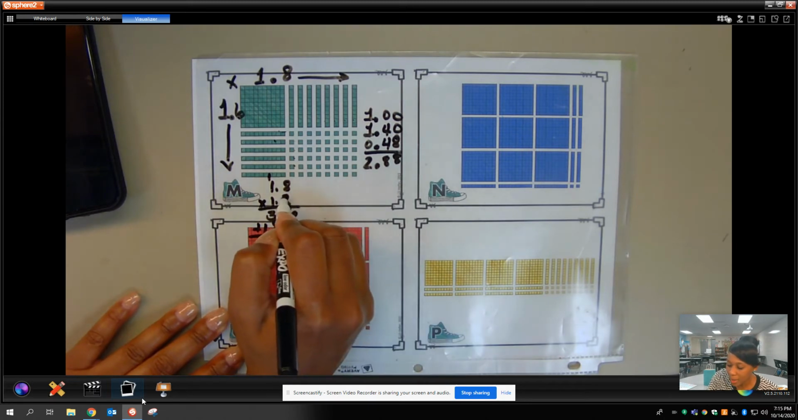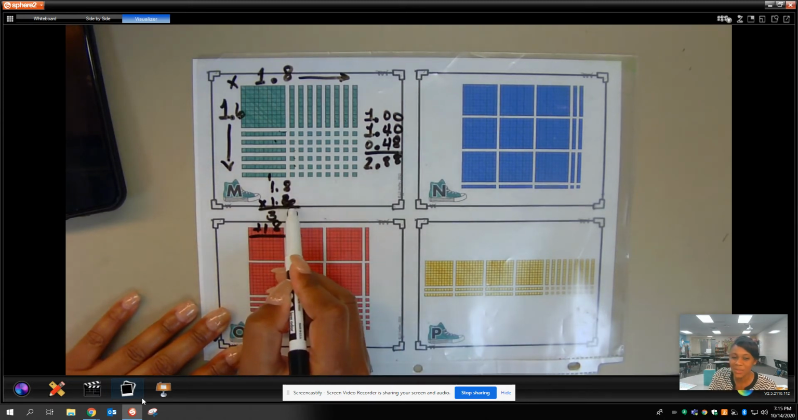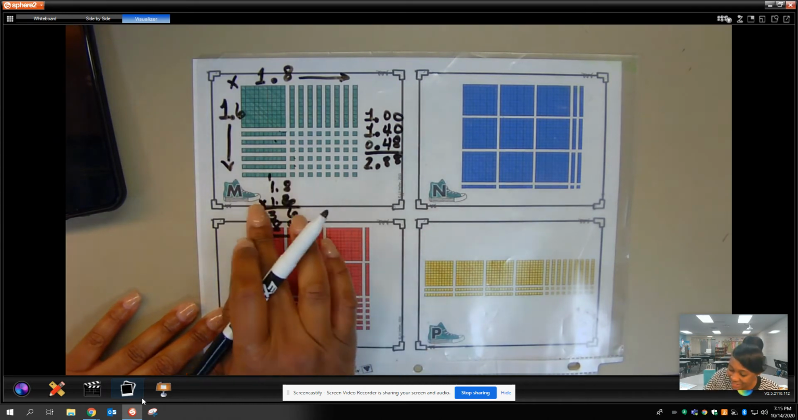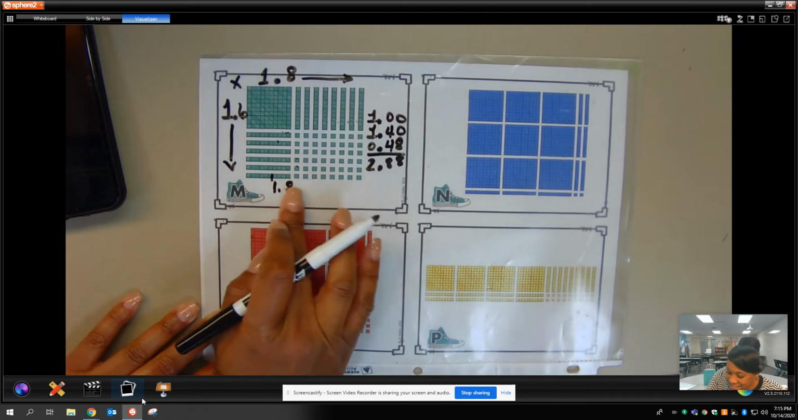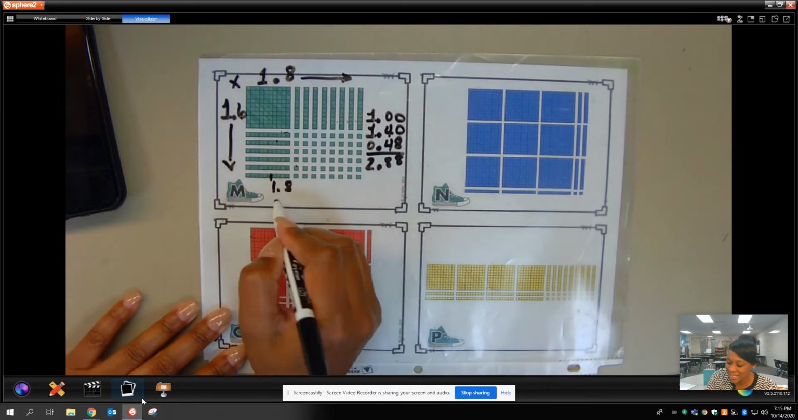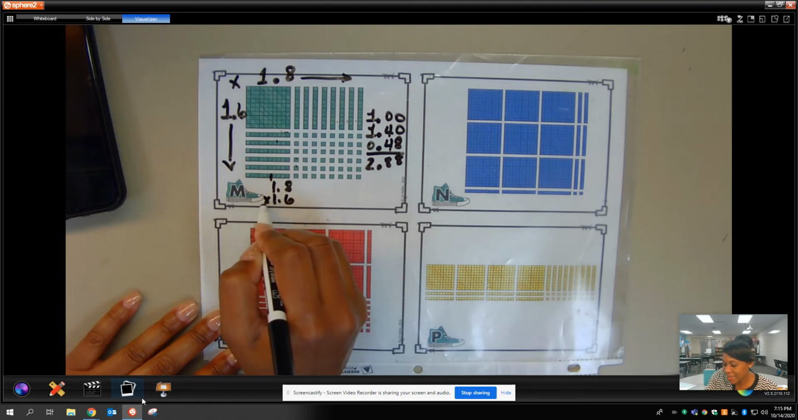Oh, I'm sorry. When I multiply, it's supposed to be 1 and 6 tenths, not 1 and 2 tenths. So I'm going to have to redo that. Sorry, I copied the numbers down wrong. It was 1 and 8 tenths times 1 and 6 tenths. Let's try that again.